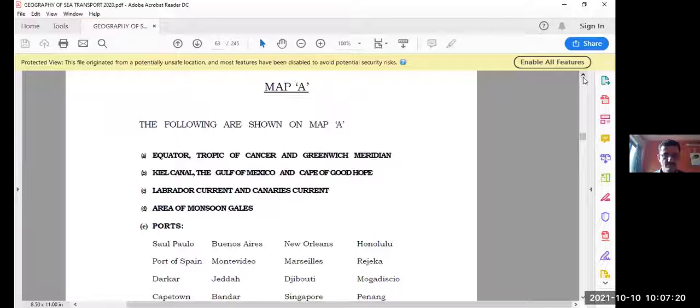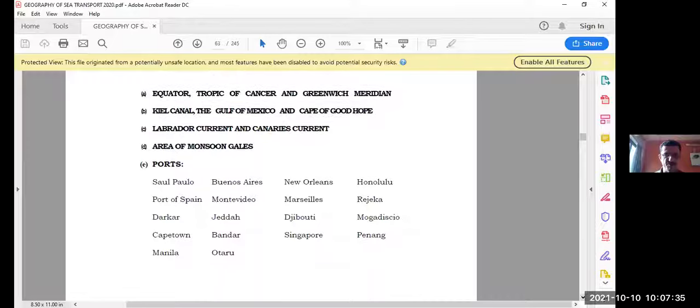Kiel Canal, the Gulf of Mexico, and Cape of Good Hope. Labrador current and Canaries current, areas of monsoon gales, and the ports. Ports are various ports mentioned, correct? Chintu? Yes, sir. All right. Now, this is page number 63, right, all of you?